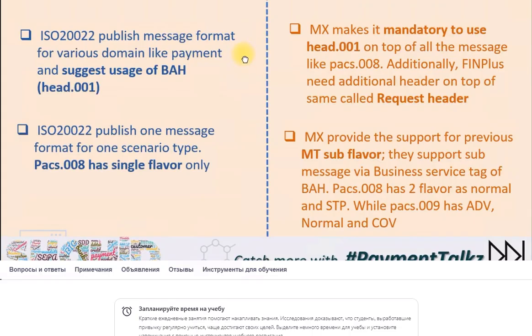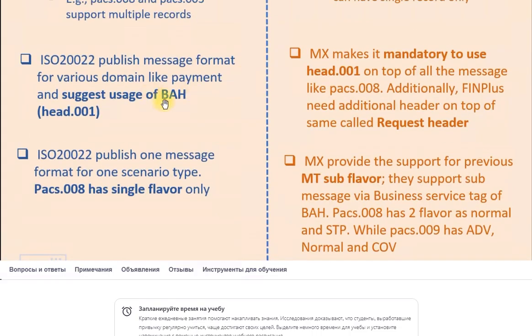ISO 20022 publishes a particular header called BAH, or sometimes also called head.001. This is a standard header that has been provided which can be used on top of any of the messages to indicate some of the key information like who is the sender, who is the receiver, or any other information. MX is also using this as suggested by ISO, but they are also adding an additional top layer on it in the request header because of their different interfaces like FinPlus and the additional need to put some proprietary information.